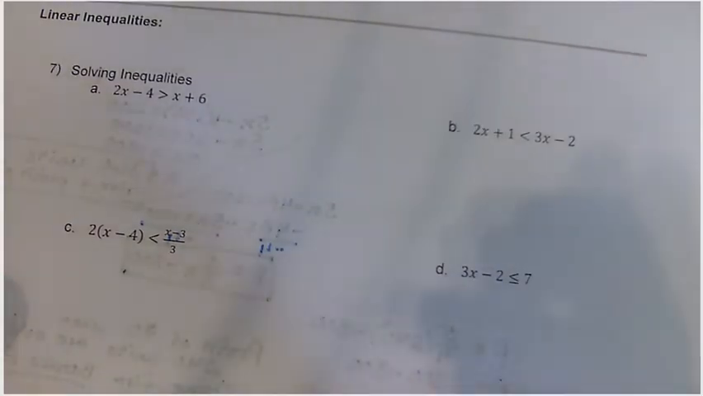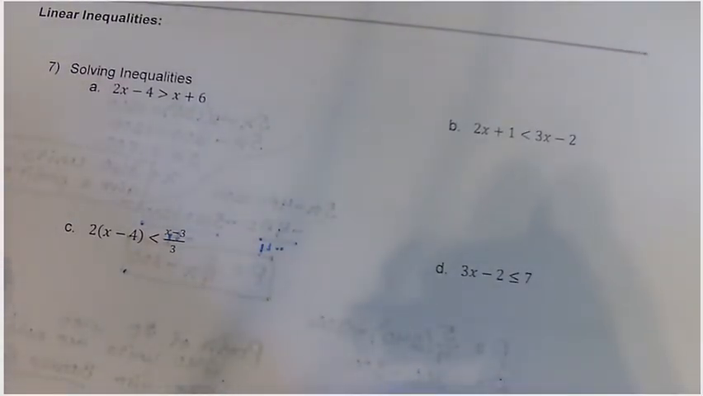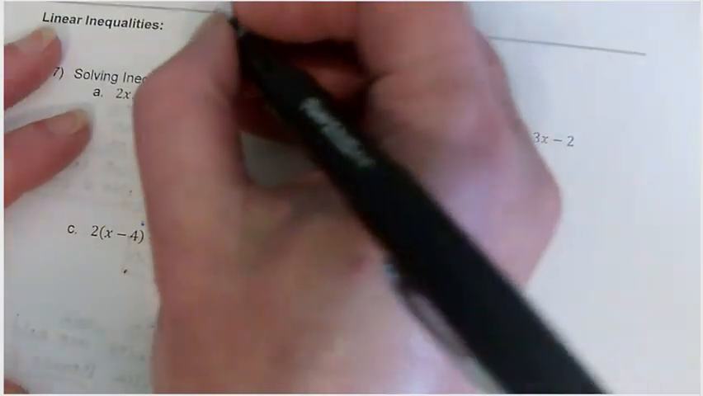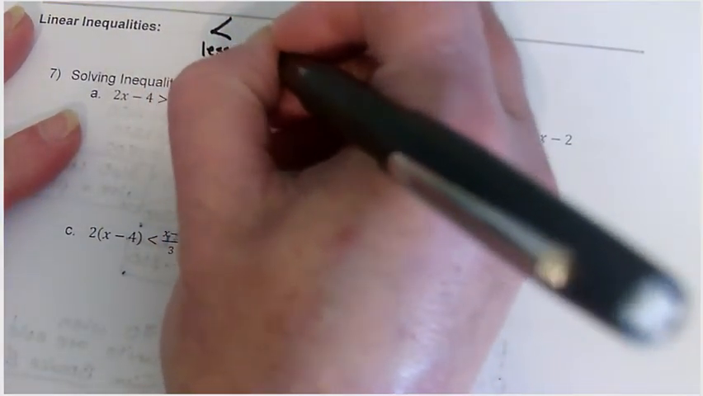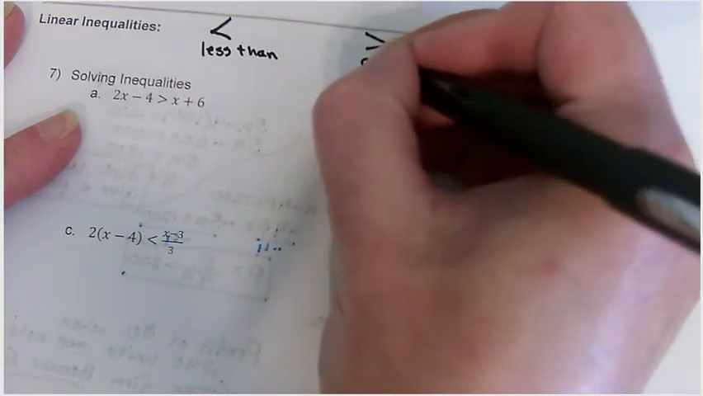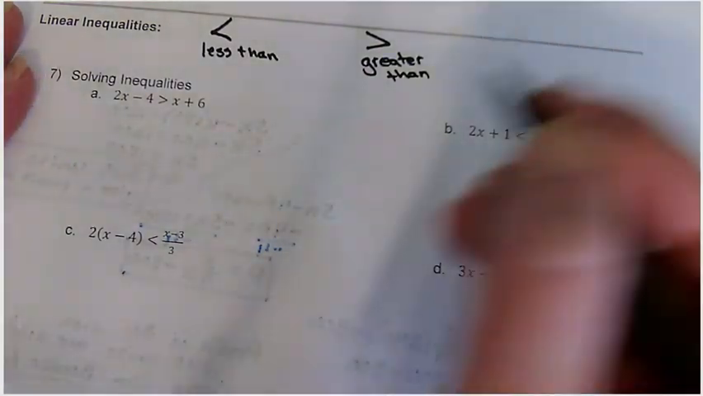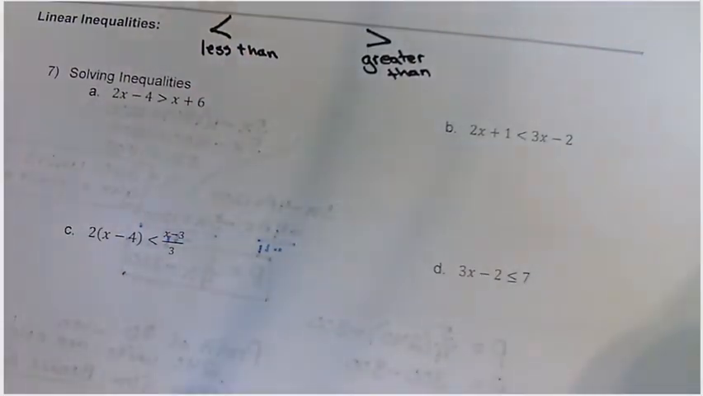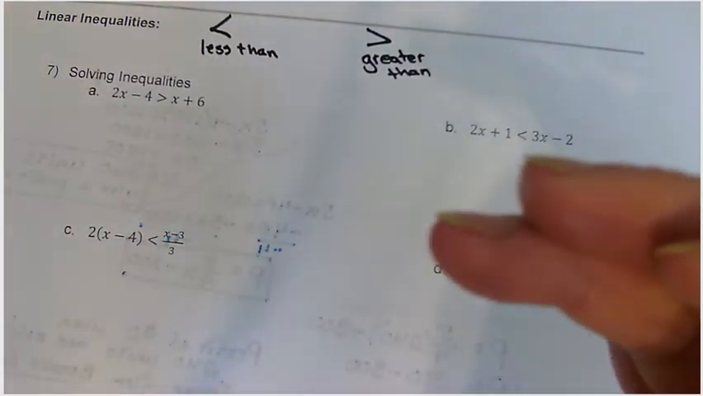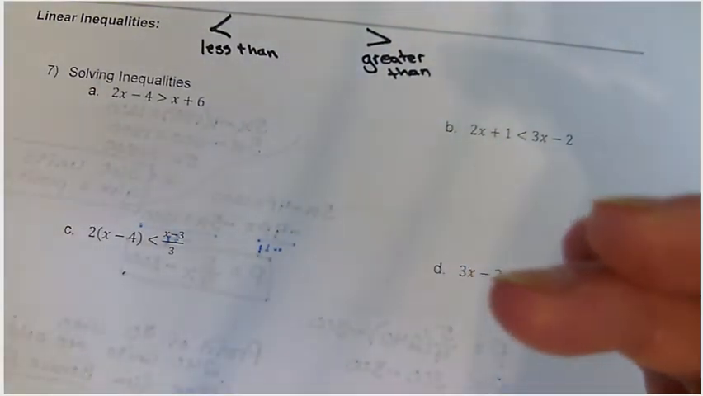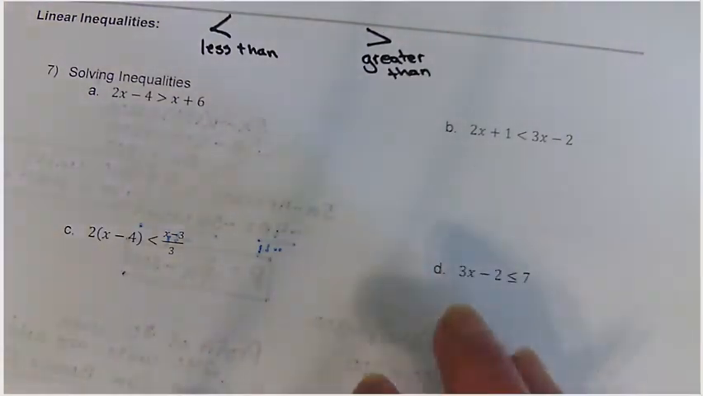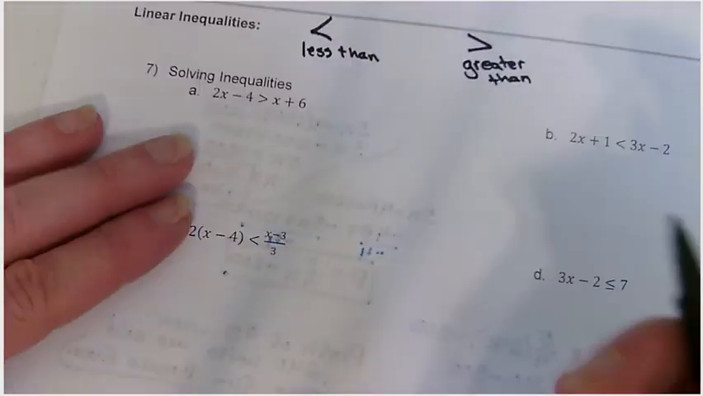All right. The last little bit is talking about inequalities. That just means that we don't have an equal sign. We have less than or greater than. You could also have less than or equal to, greater than or equal to, but they're just not equal. There's an imbalance in the problem. So let's just review solving those.